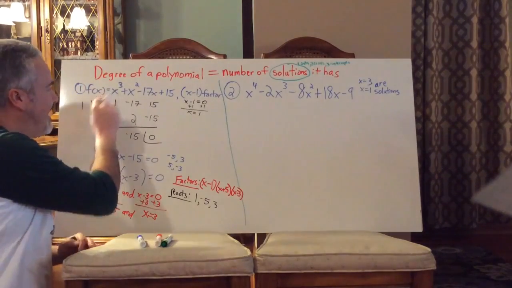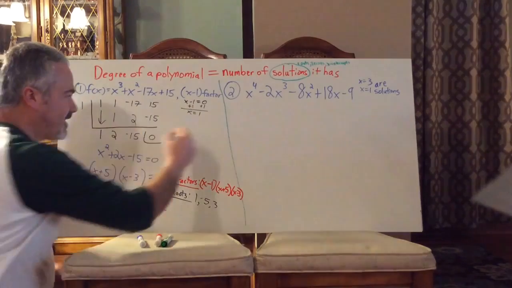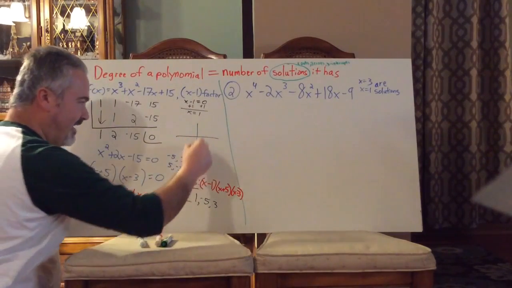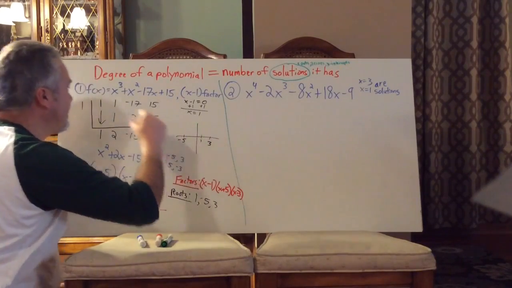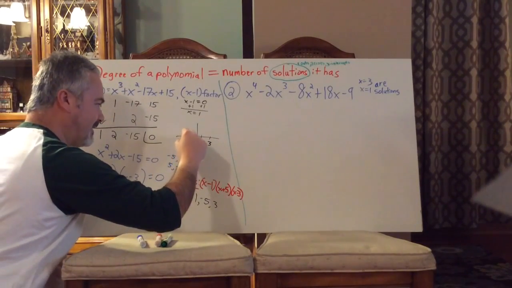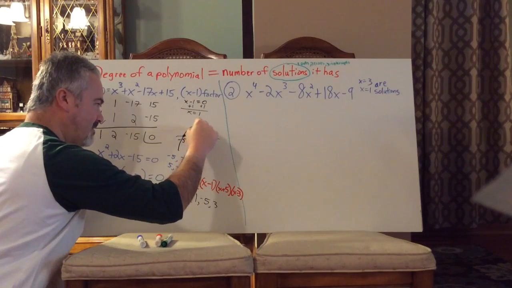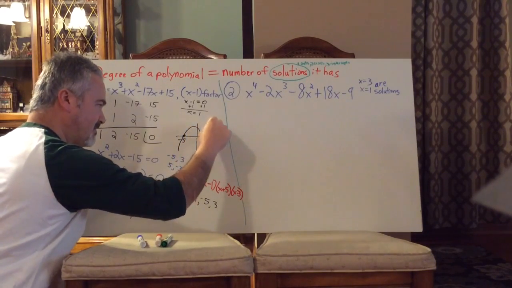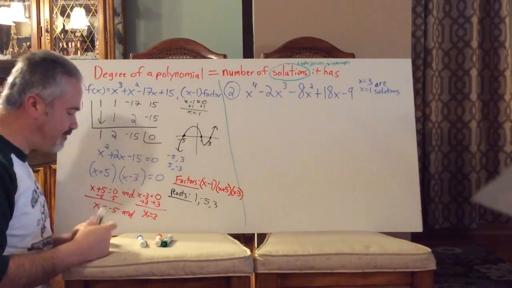So this graph, if you were to check it on your calculator, it would be a degree of 3. It would cross, it would look something like this. We have 1, we have negative 5, and we have 3. It's positive, so it would be something like this if you were to graph it. That's what the graph would look like. Go ahead and check it if you want.